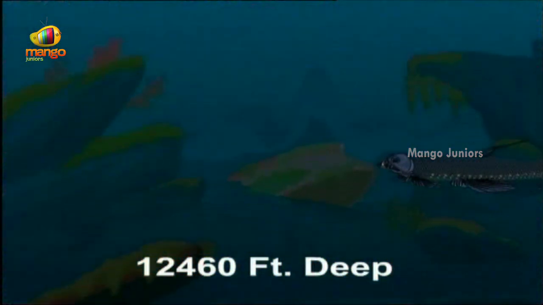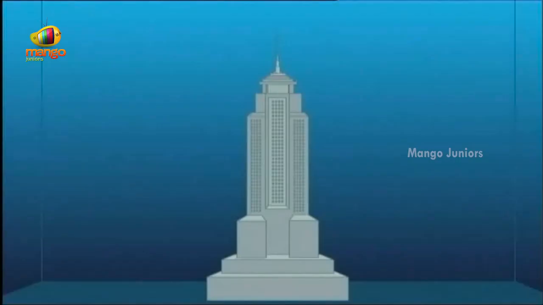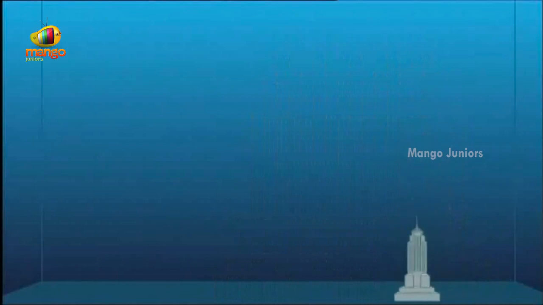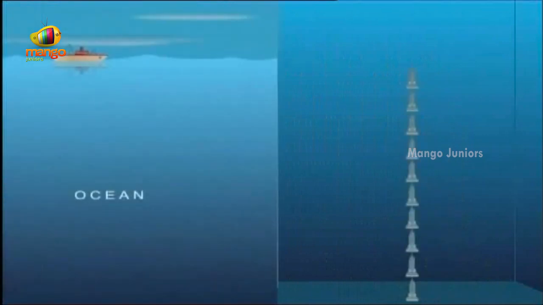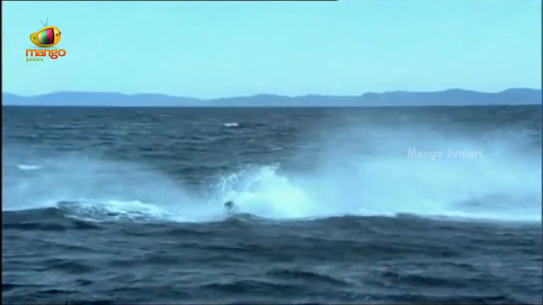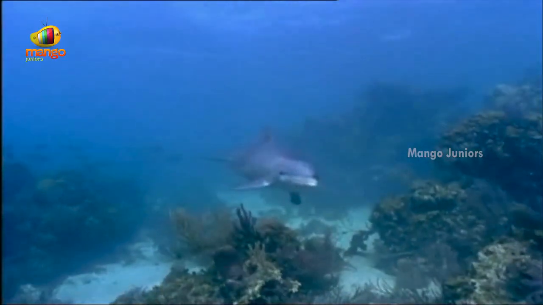Let us simplify it more. This is the Empire State Building. Now imagine 10 Empire State Buildings stacked on top of each other. That would be the depth of the ocean. This immense size makes the marine biome the biggest biome of planet Earth.